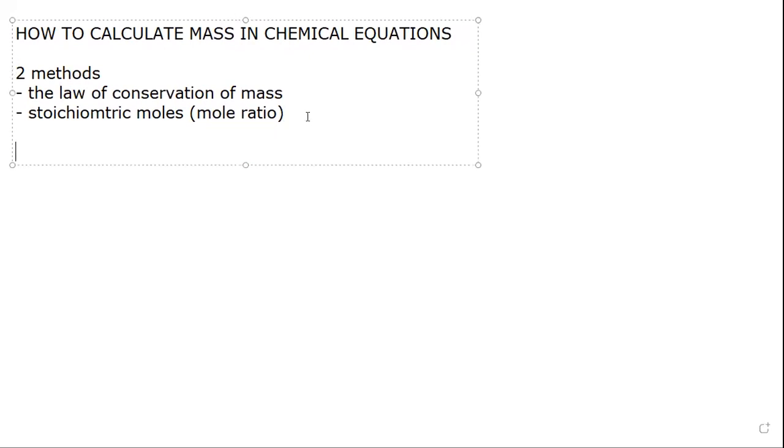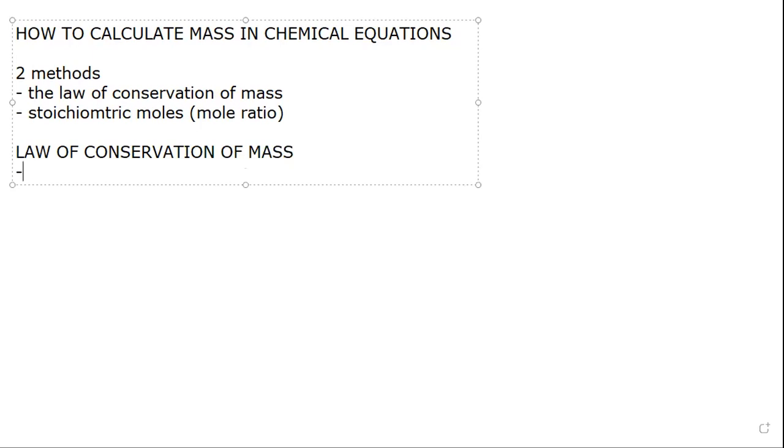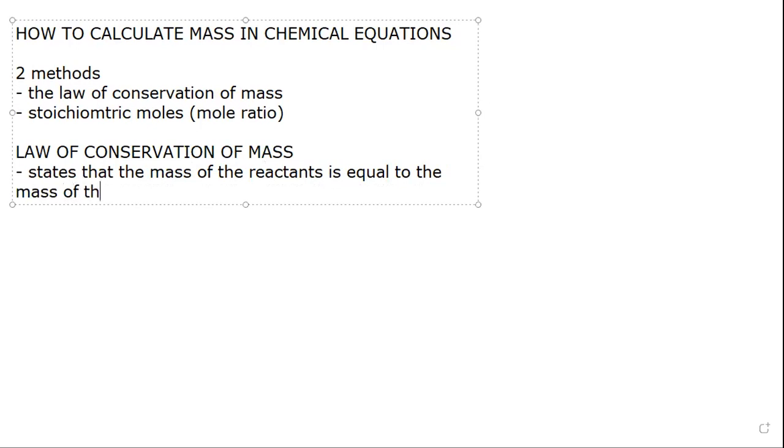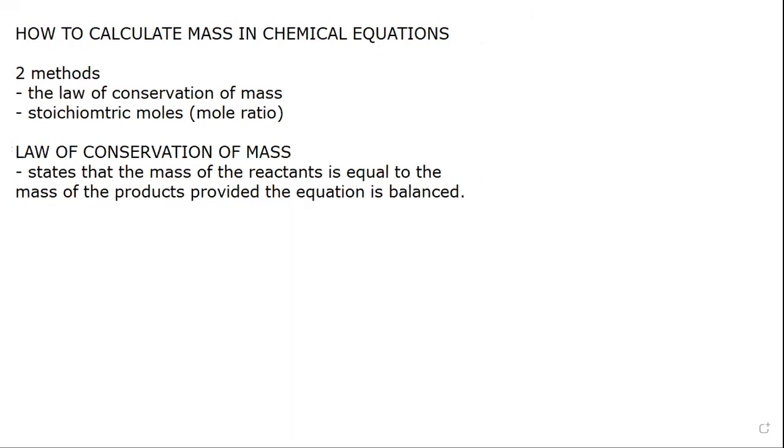So the law of conservation of mass states that the mass of the reactants is equal to the mass of the products, provided the chemical equation is balanced. At this level, the balancing of chemical equations should not be a problem. We need to know how to balance the equations.